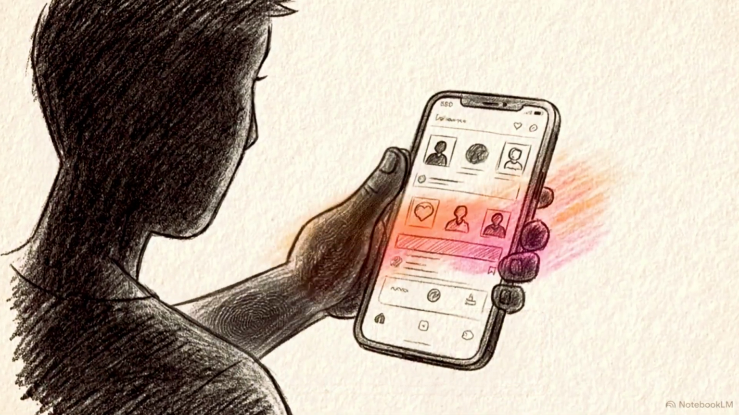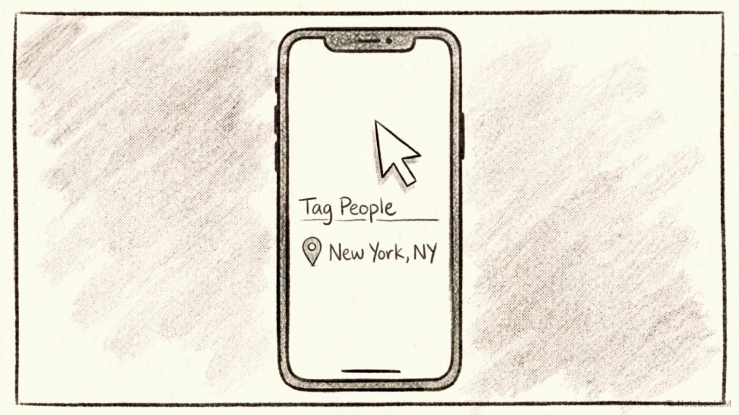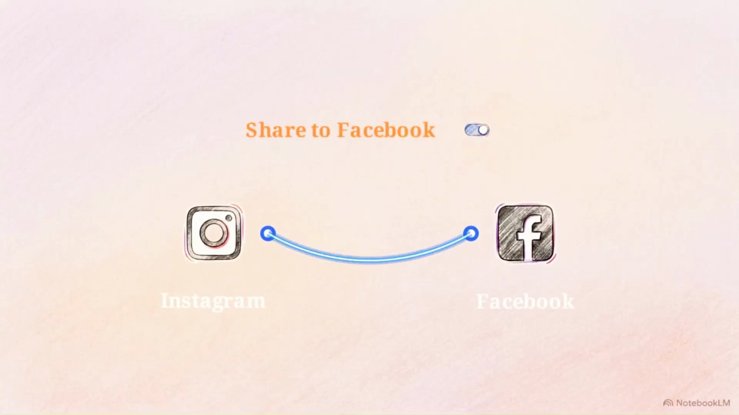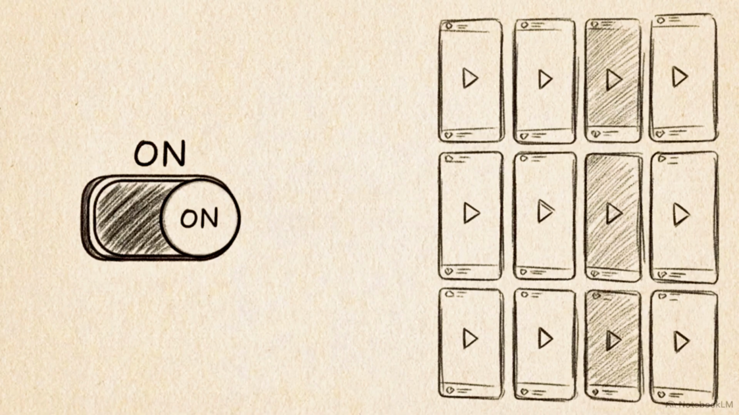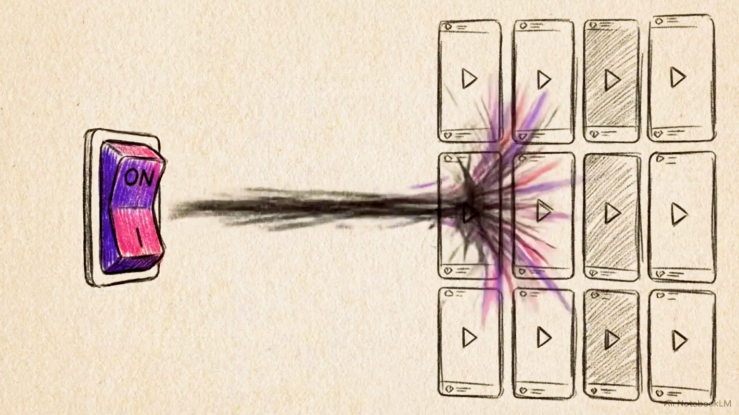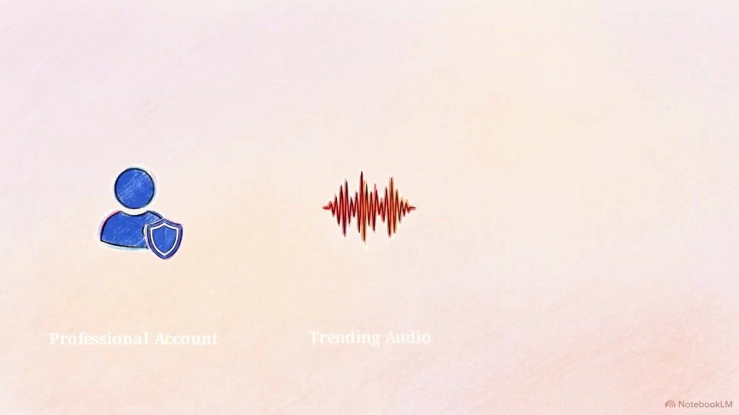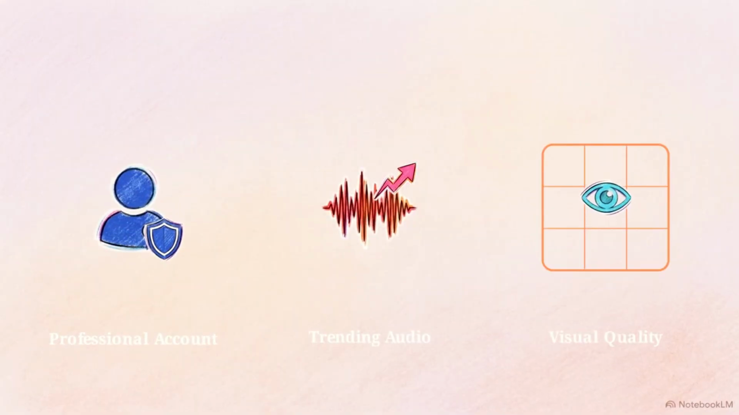Before you finish, tag any collaborators, add your location, and enable Facebook cross-posting to reach viewers on both platforms. Check advanced settings one last time to ensure the high-quality toggle hasn't reset. Once confirmed, hit share to push the video live. Your reel is now live, optimized with professional account settings, trending audio signals, and high-quality visual data.